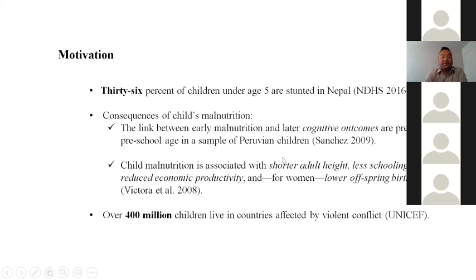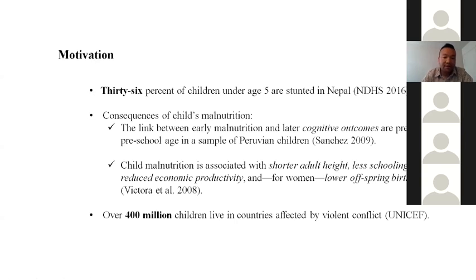So the motivation behind this work is that, as per the report of the 2006 Nepal Demographic Health Survey, 36% of children under age five were stunted, and this is definitely a national issue of Nepal. And why malnutrition? Because for any developing country, for human capital formation, the health of the child is really important, because malnutrition in early childhood is related to cognitive outcomes that are present even in the preschool time.